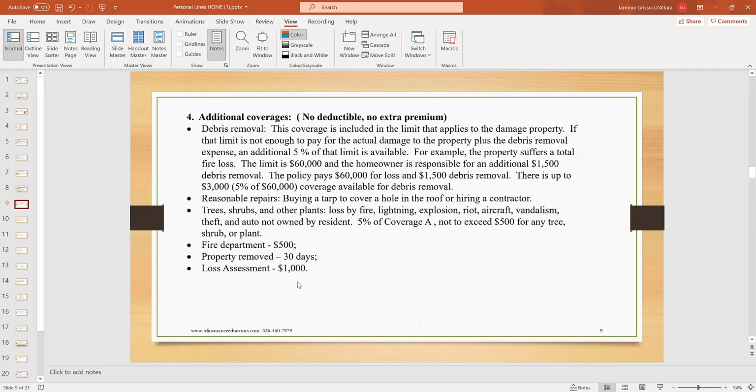So these are your additional coverages. And again, they are debris removal, reasonable repairs, a little bit of limited peril coverage on trees, shrubs, and other plants, fire department, property removed, and loss assessment.